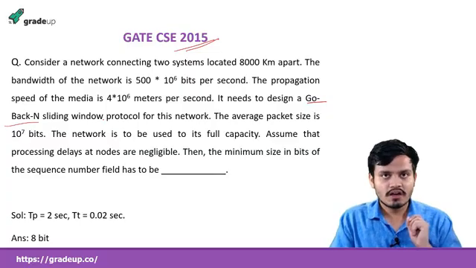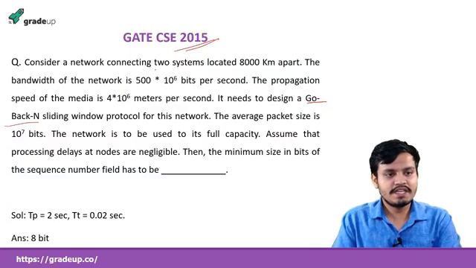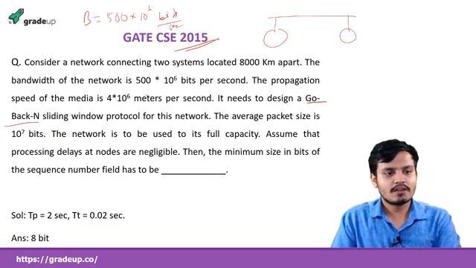So always read the question properly, and it is only big but it is easy. Consider a network connecting two systems located 8,000 km apart. Okay, so what I will do like this, and see 8,000 km apart. The bandwidth of the network is this. So bandwidth is given to me as 5 × 10^6 bits per second. Okay, the propagation speed of the media is this.